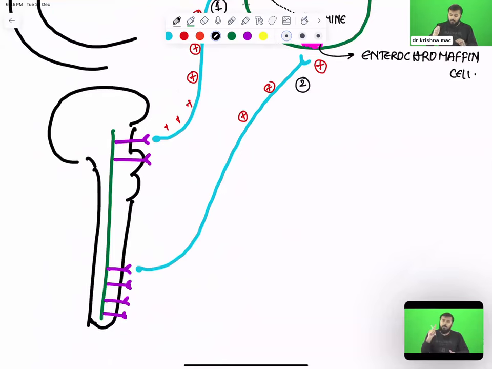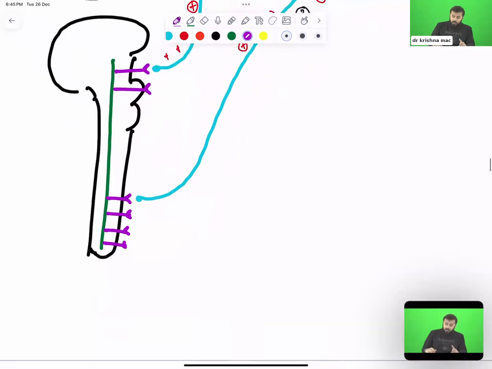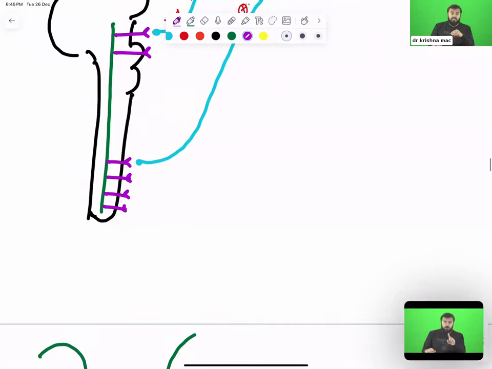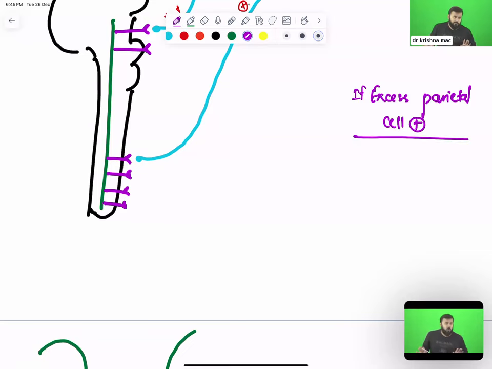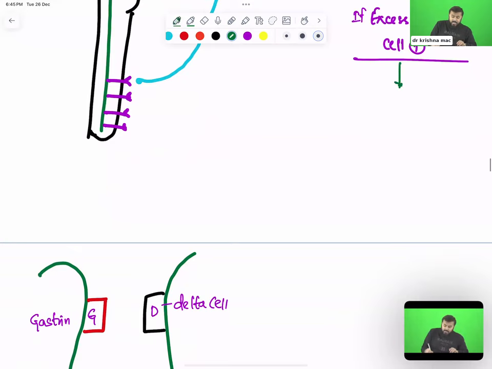Now look what is happening. Sometimes it might happen like this, that within your body, there is overactivation of parietal cells. If there is excess activation of parietal cells, what will happen? Normally, sometimes there can be errors happening in your body. If the parietal cells are excessively activated, then what is excessively released? There is excess release of HCl, yes or no?